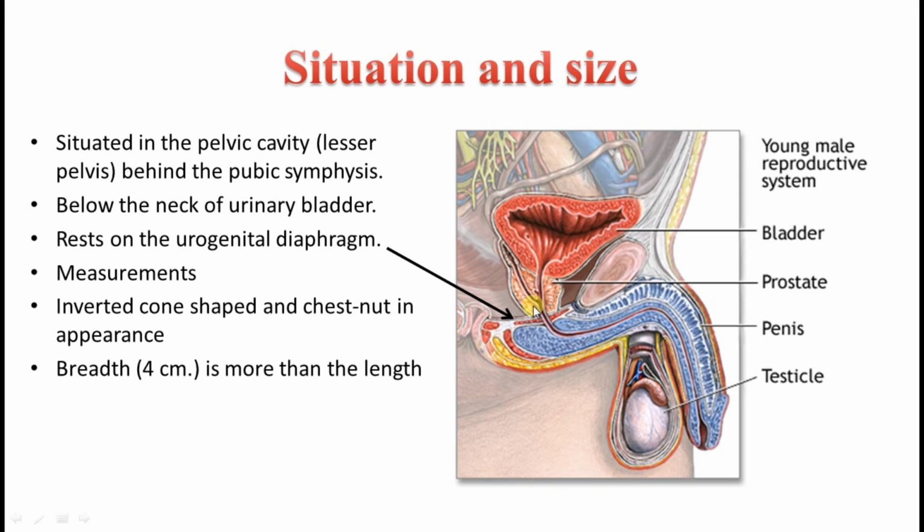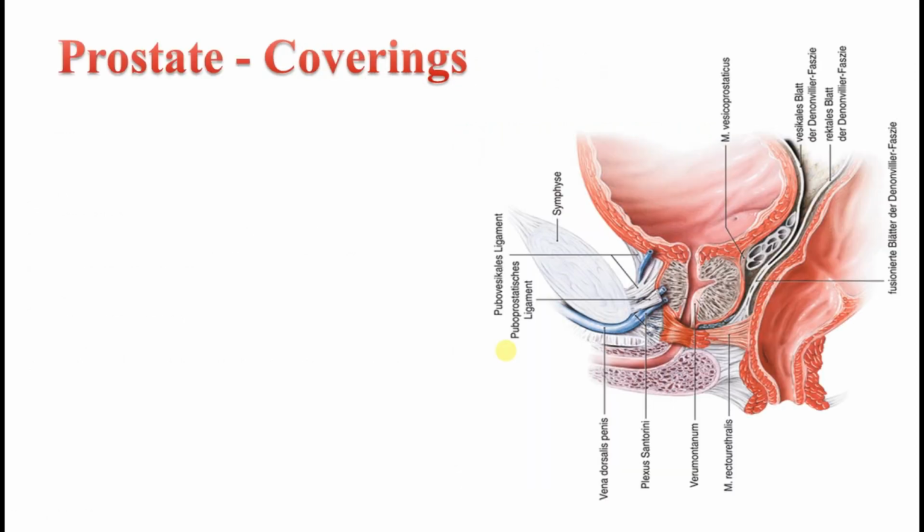One more example for such type of organ is your cecum. Again the breadth is more compared to the length. It weighs around 8 grams and is 2 centimeters in thickness. So that is about the gross morphology of the prostate gland.